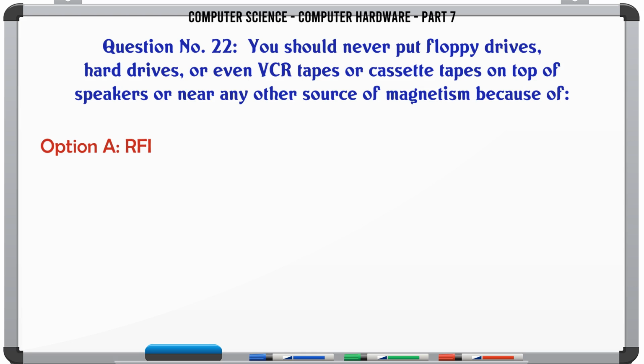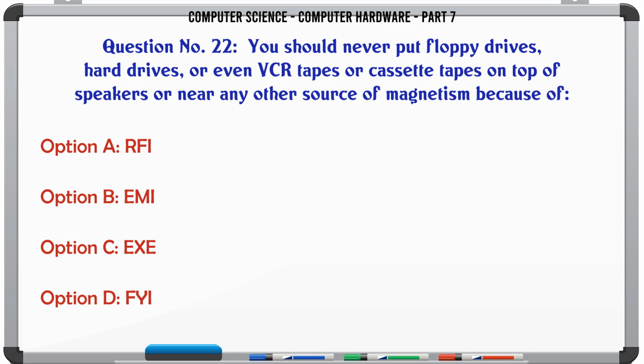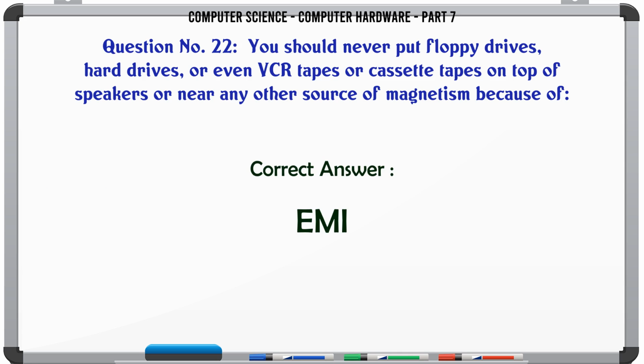You should never put floppy drives, hard drives or even VCR tapes or cassette tapes on top of speakers or near any other source of magnetism because of A. RFI. B. EMI. C. X. D. FYI. The correct answer is EMI.